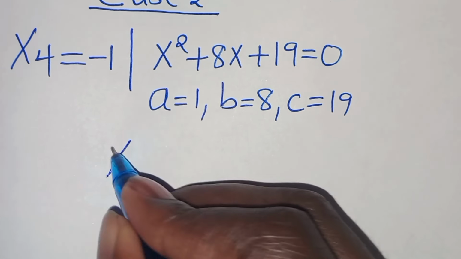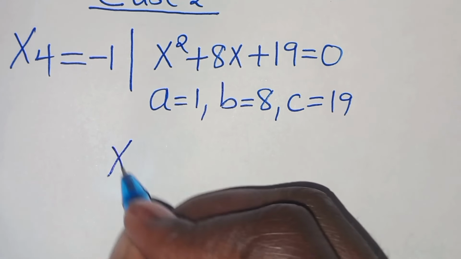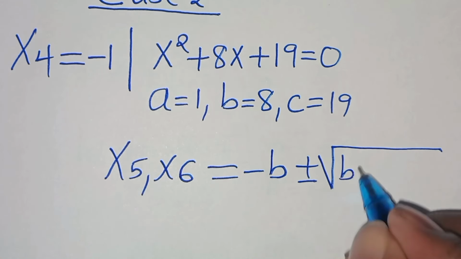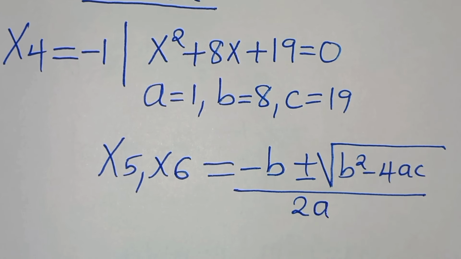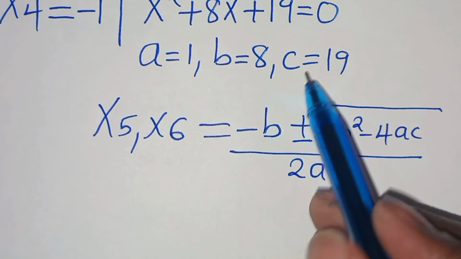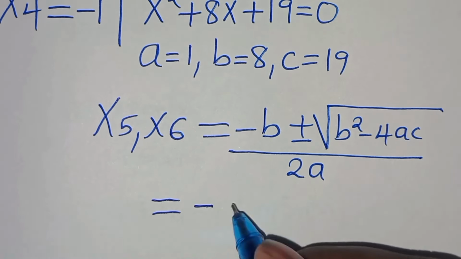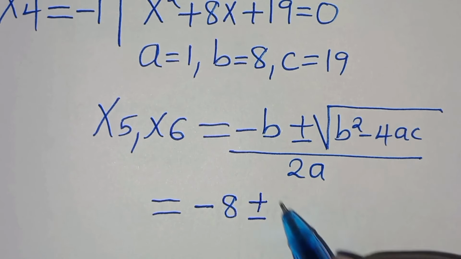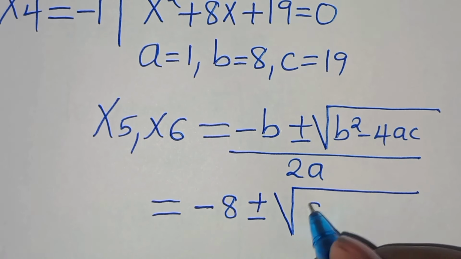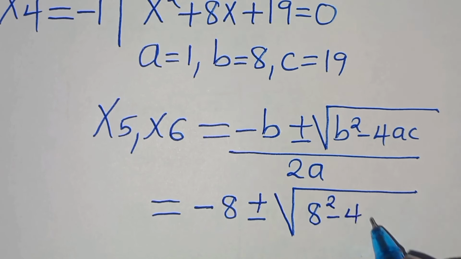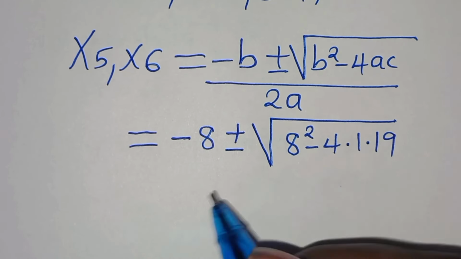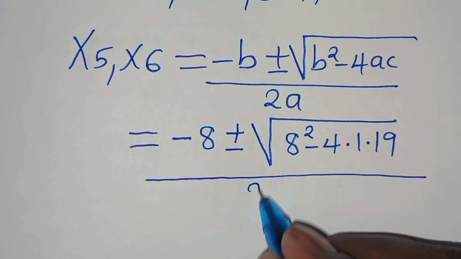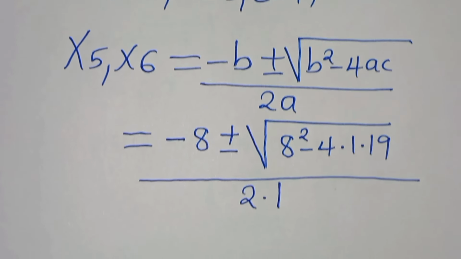Now we can solve for x5, x6 by applying the quadratic formula, which is minus b plus or minus the square root of b squared minus 4ac, everything here divided by 2 times a. So let's substitute a, b, and c so that now this is minus 8 plus or minus the square root of 8 squared, subtract 4 times a, which is 1, then times c, which is 19, then everything here divided by 2 multiplied by 1.